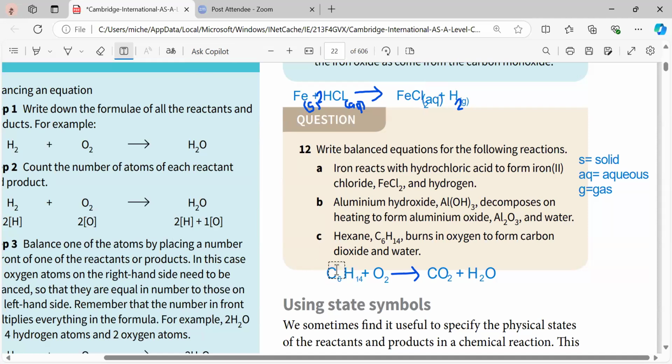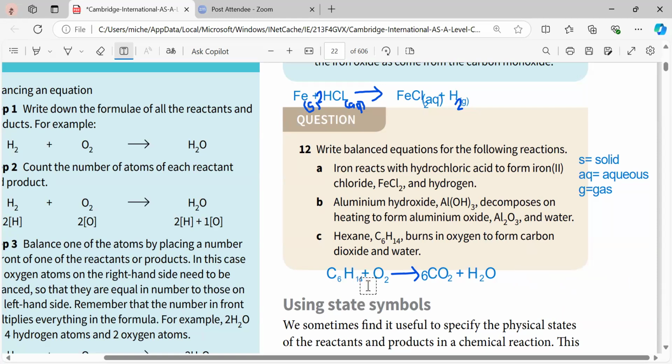Right here we have 6 carbons, but only 1 carbon right here, not balanced. How are we going to balance this? We're going to add 6 in front of it. 6 right here. So now it is balanced for carbon only. We can say that carbon has been checked. It's already balanced. Now we are going to go to the next one, which is hydrogen.